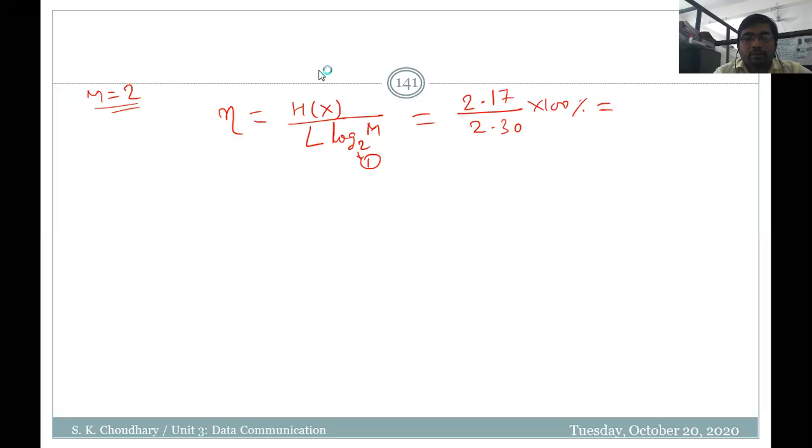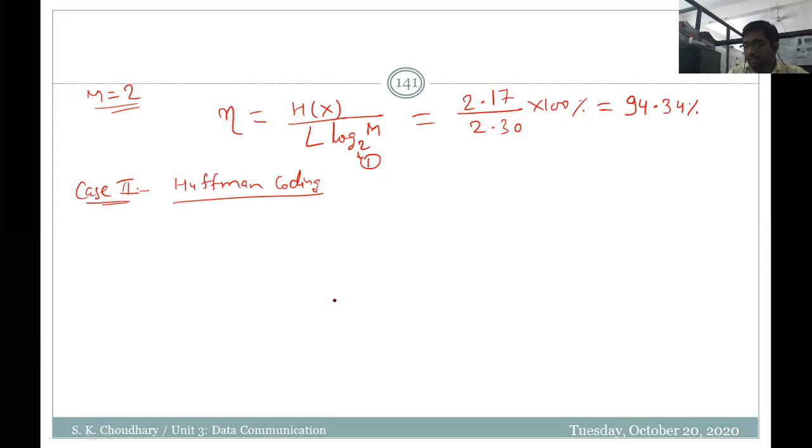Anyone tell me how much is the percentage of efficiency? Just do the calculation while I enter into case 2, that is Huffman coding. 94.34. Yes. This was the efficiency according to the Shannon-Fano coding method.